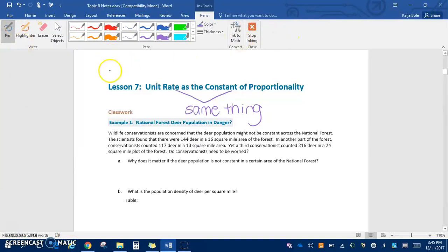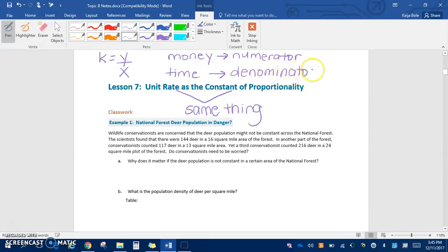But to refresh our memories, and so we have it in this note packet as well, remember that our constant is k, and that is y over x. And we know that money goes in the numerator. And we always like to put time in the denominator. Alright, so make sure you have that up top just so you have something to look back at.